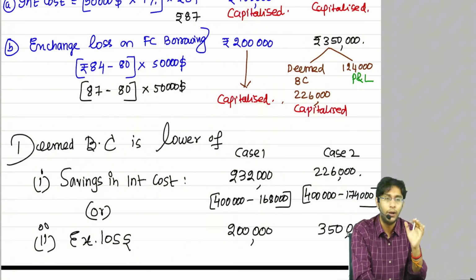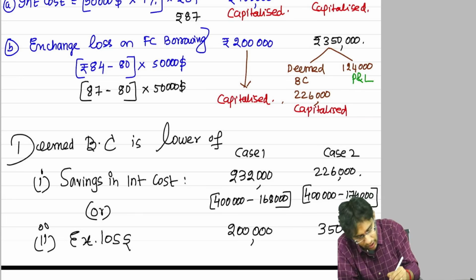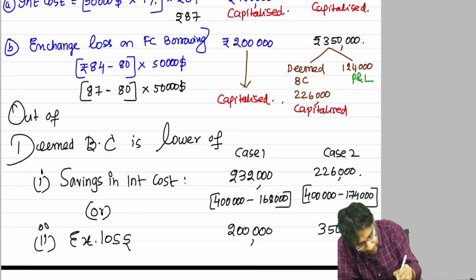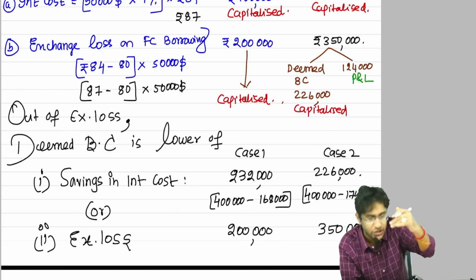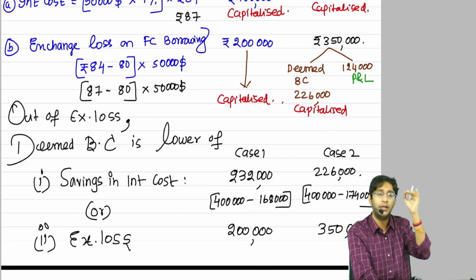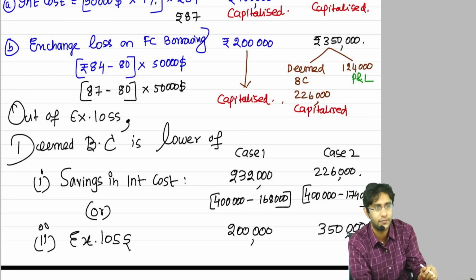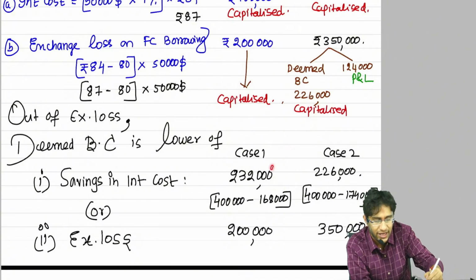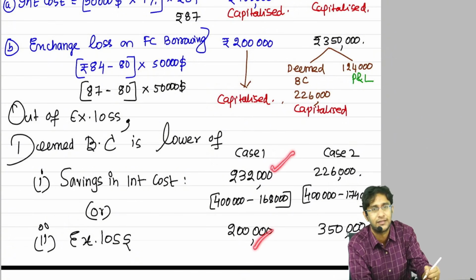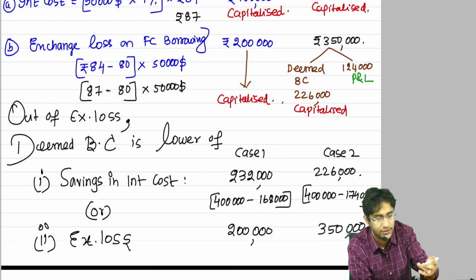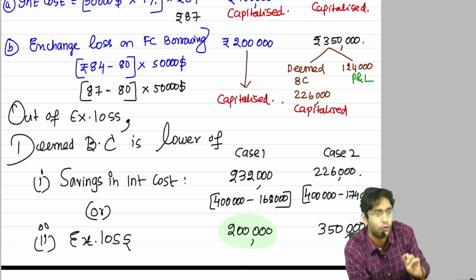Because deemed borrowing cost, from where are you bringing? Out of your exchange loss. Some portion we are treating as deemed borrowing cost. So deemed borrowing cost can never exceed the exchange loss. So I know I'm saving this much, but my loss is 2 lakhs. How can I capitalize more than 2 lakhs? So in this case, you will restrict yourself to 2 lakhs.